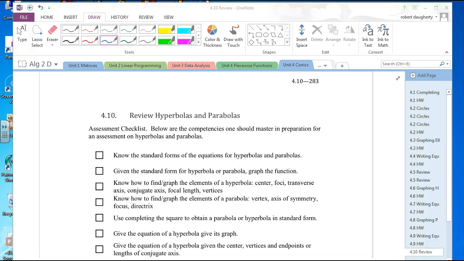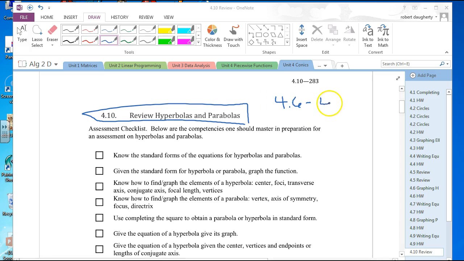So this is quiz 2 in the conic section. First quiz was circles and ellipses. This next quiz is on hyperbolas and parabolas. So you can go back to 4.6. This quiz goes from 4.6 to 4.10, which is this current review.